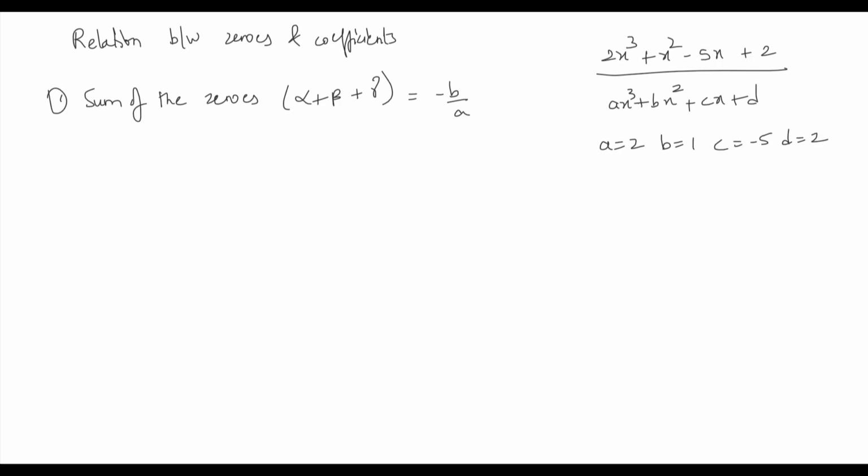And here our alpha, beta, gamma are given. Alpha is given as 1 by 2, beta is given as 1 and gamma is given as minus 2 in the question itself.